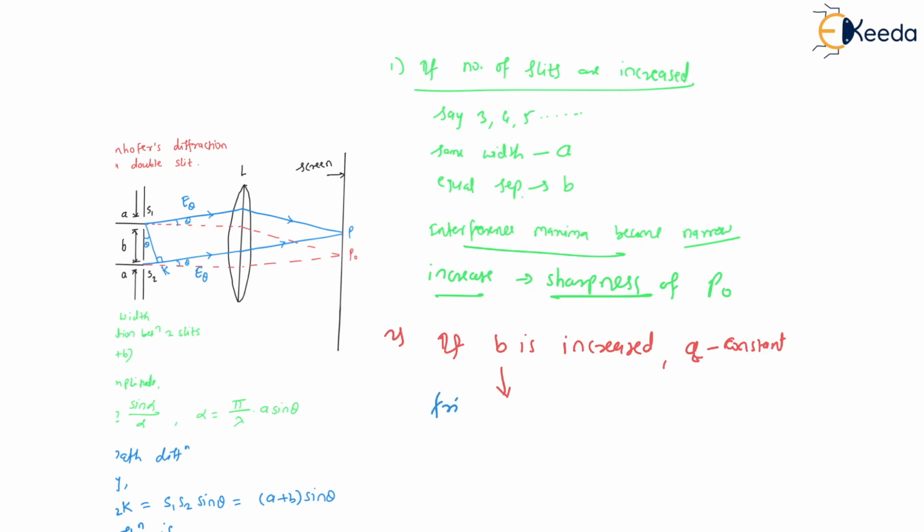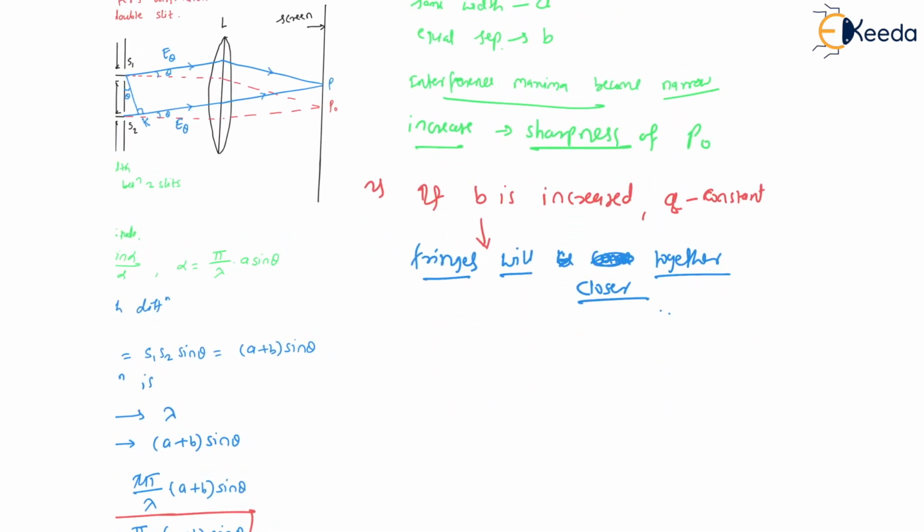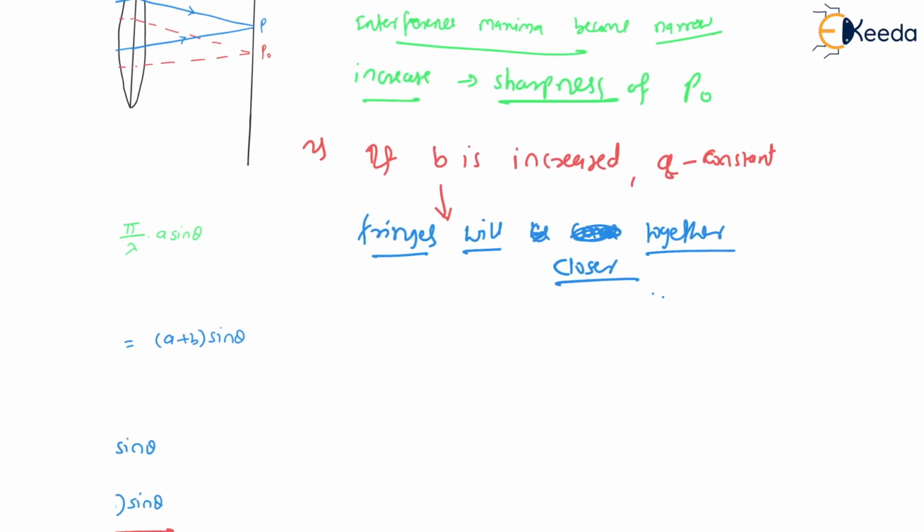So here I'll write the fringes will come together, or will be nearer as before. Fringes will be closer together. So if we increase the value of b, that is separation, and a, that is slit width, is constant, then the fringes will be closer together, or the spacing between them will decrease.